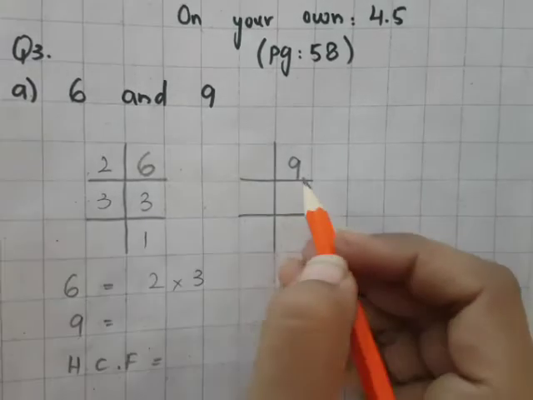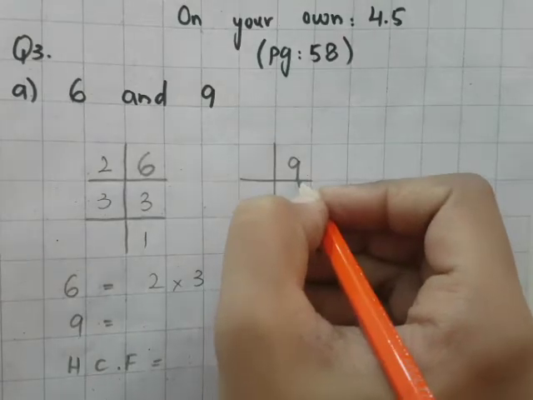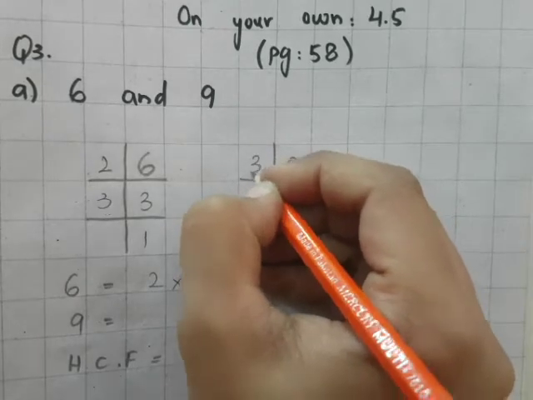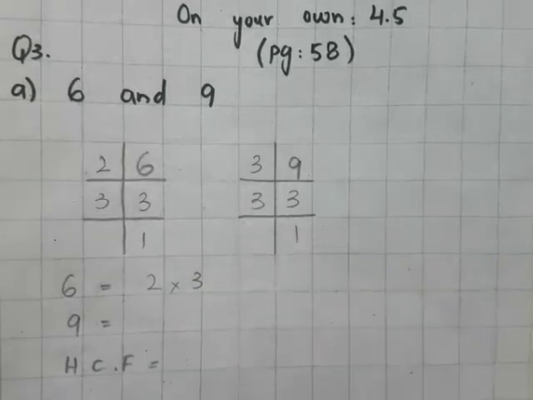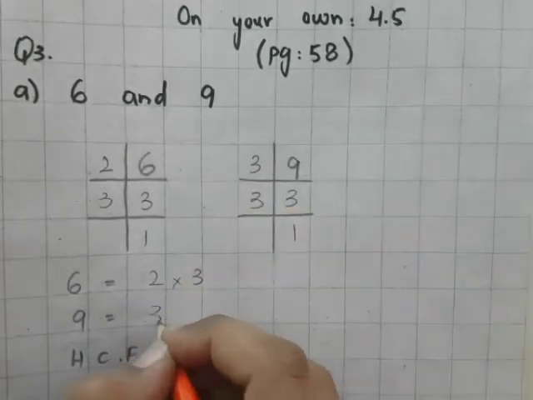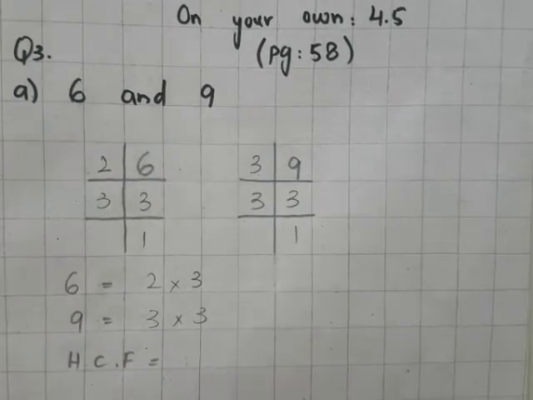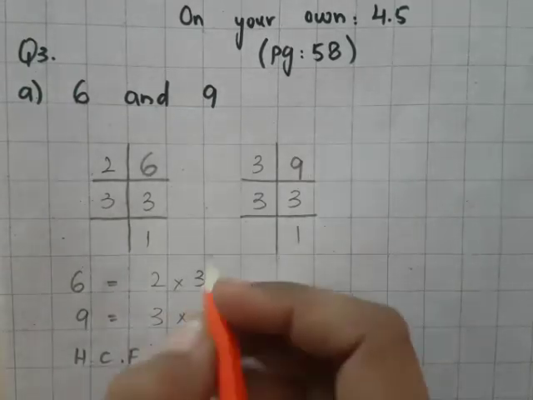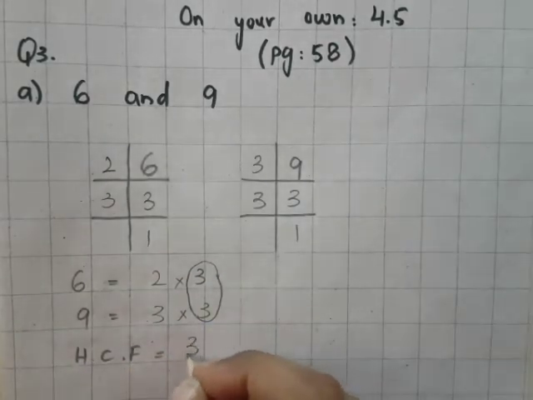Now we will find the factors of 9. 9 cannot be divided by 9 here, so we will divide it by the number 3. 3 3s are 9, 3 1s are 3. So the factors of 9 are 3 and 3. Now tell me, what is the highest common factor of both the numbers? Yes, it's number 3. So the highest common factor is 3.